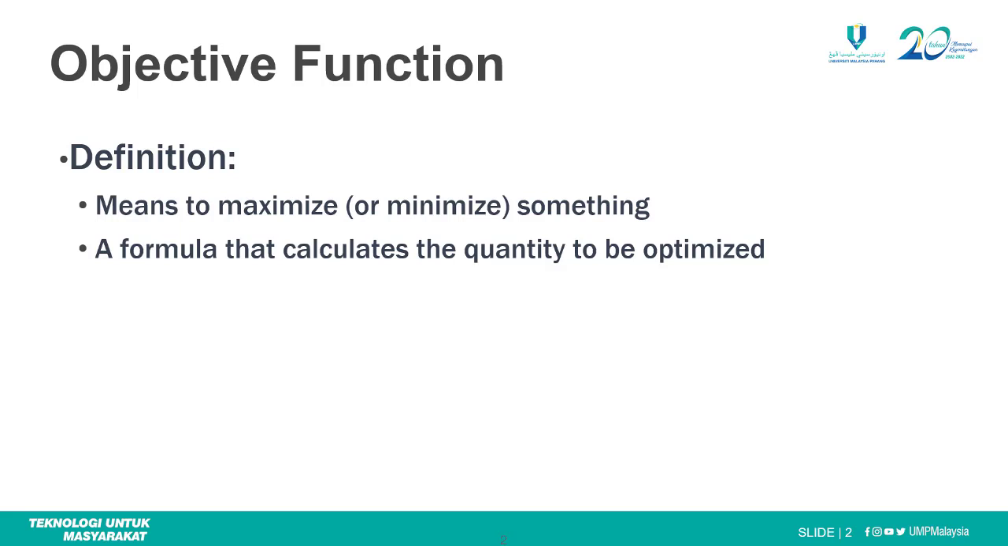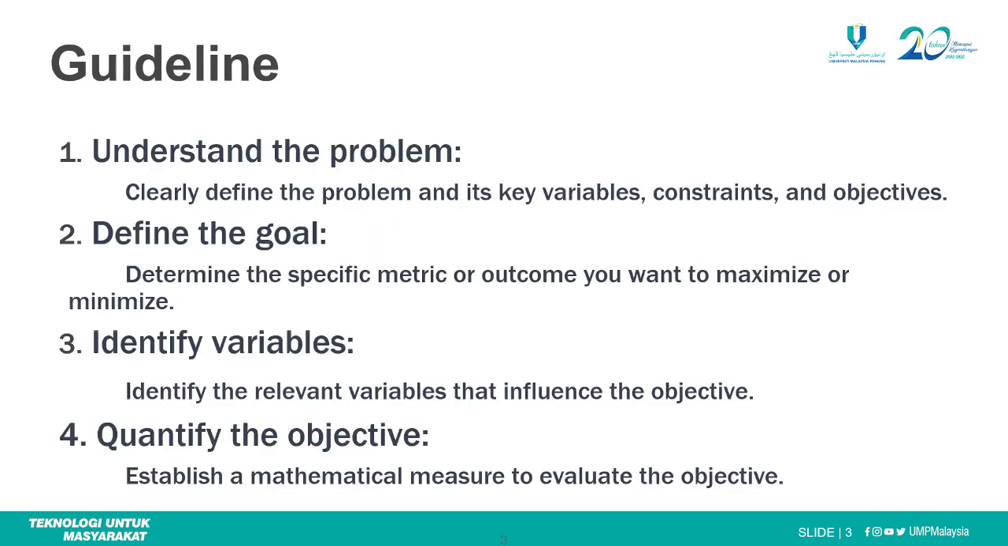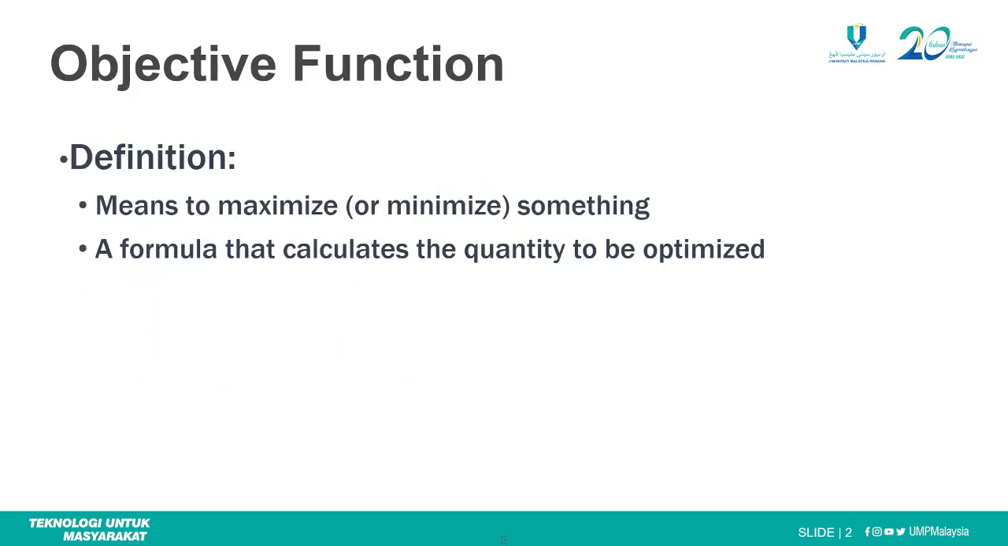So it will determine the fitness value or fitness function for our problem. This is the general guideline in order to determine or establish the objective function. By the way, the objective function is sometimes also known as fitness function, optimization objective, and so on. Basically, it refers to the formula that is used to calculate the indicator or the quantity to be optimized.